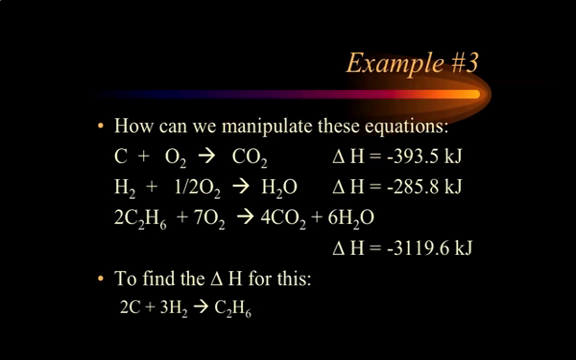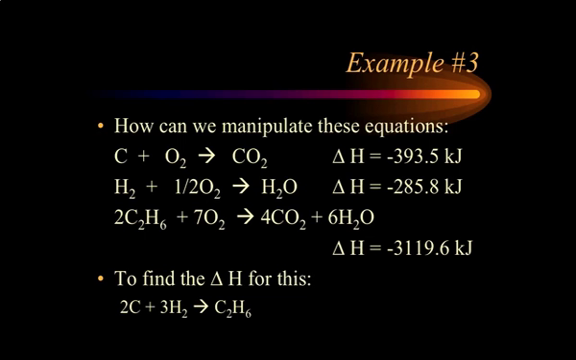Okay. So, example 3. We want to manipulate 3 equations this time to get to some value for my target equation. And my target equation this time is 2 carbons plus 3 hydrogens forming C2H6. That's what I want to get to. And I've got 3 equations that I can actually use to figure out what this value would be. Wait, so you're going to give us that? Yeah, this whole thing right there would be given to you. You just have to figure out how to manipulate those 3 equations to get to the target one.